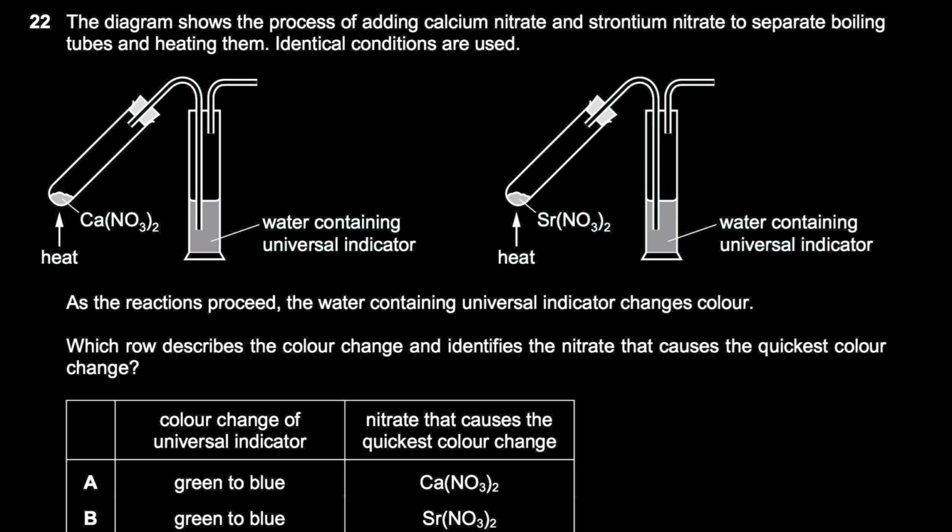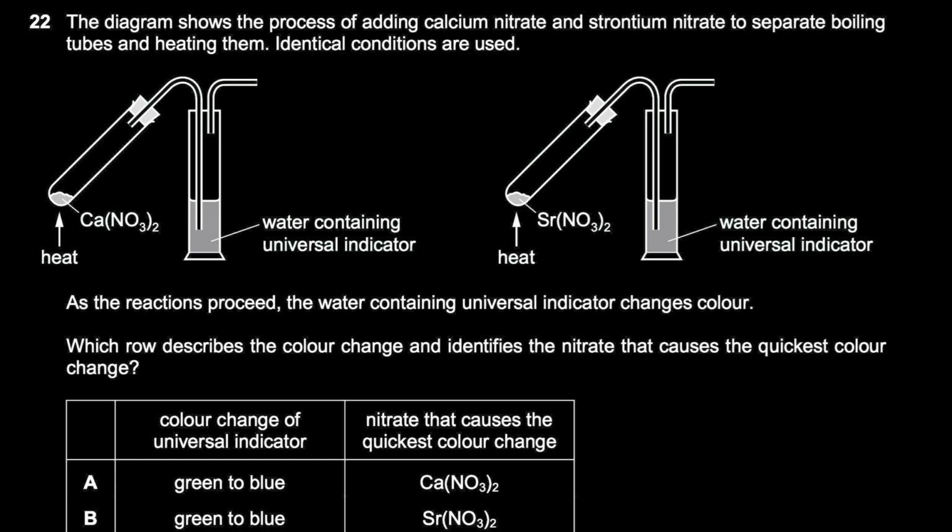Question number 22 says the diagram shows the process of adding calcium nitrate and strontium nitrate to separate boiling tubes and heating them. Identical conditions are used. As the reactions proceed, the water containing universal indicator changes color. Which row describes the color change and identifies the nitrate that causes the quickest color change?